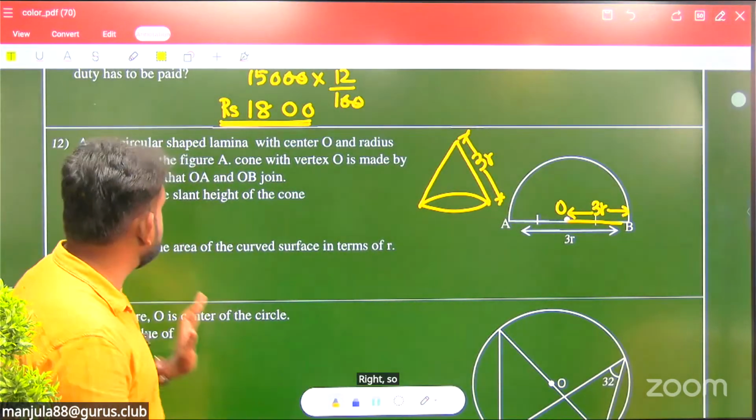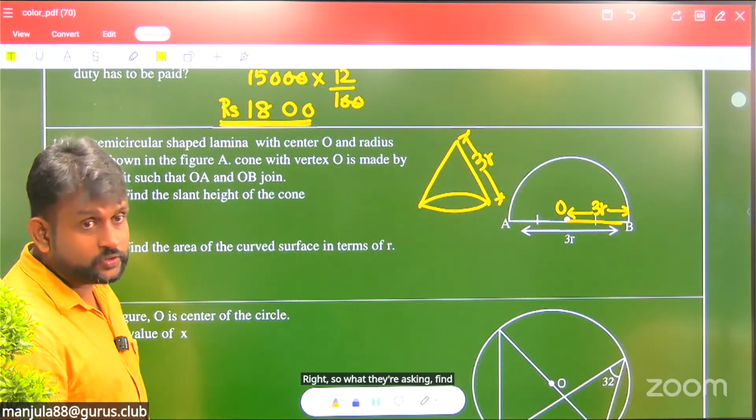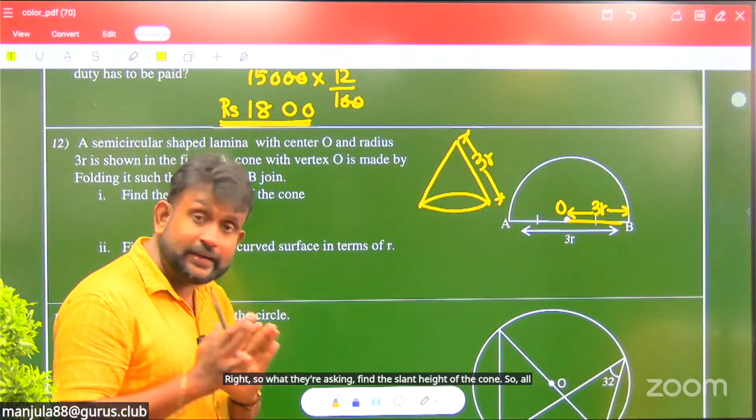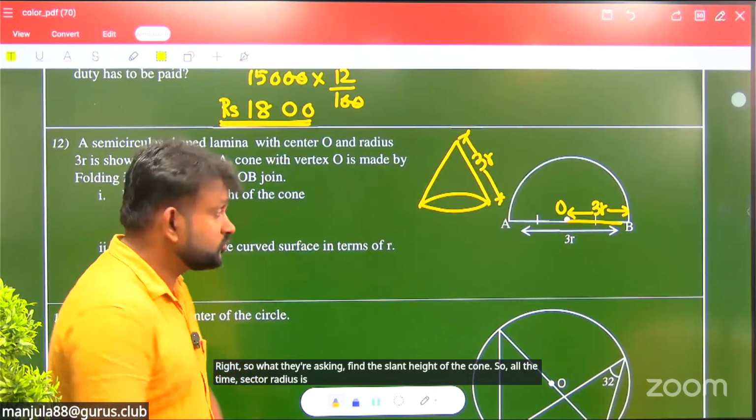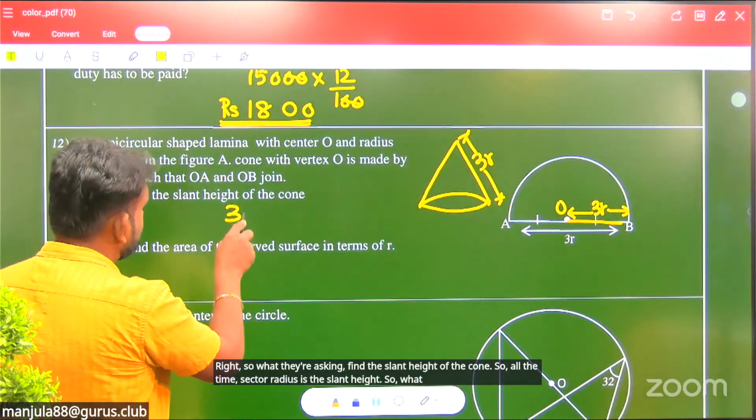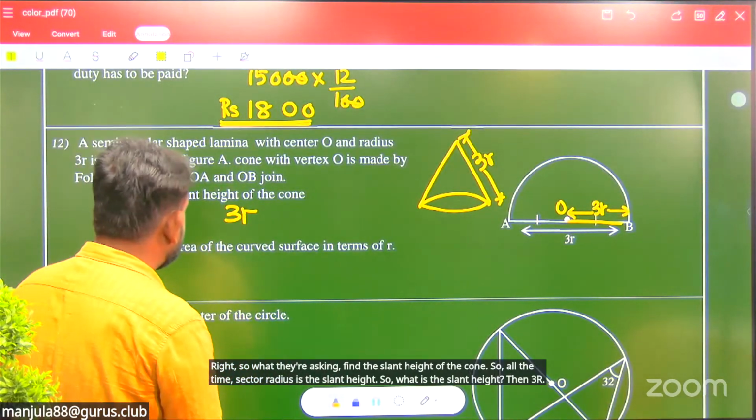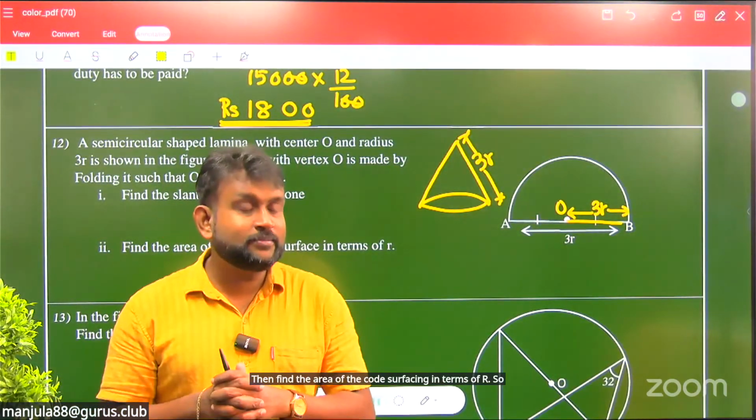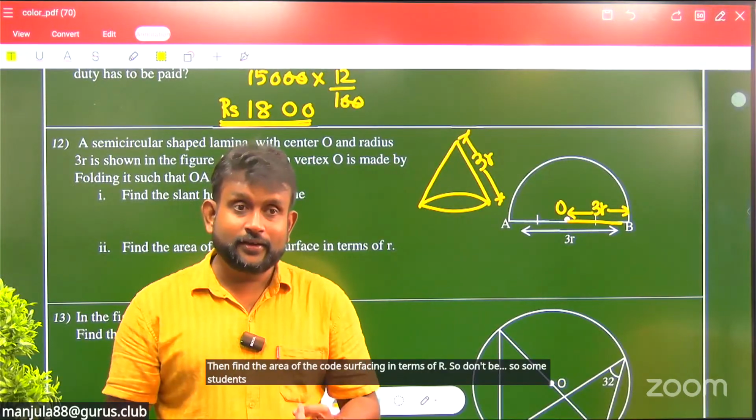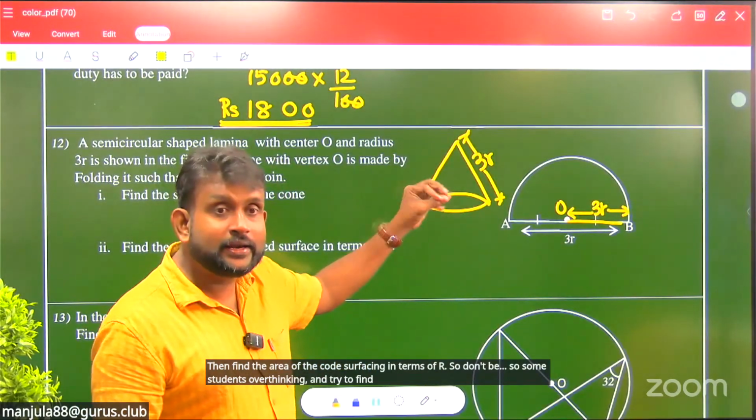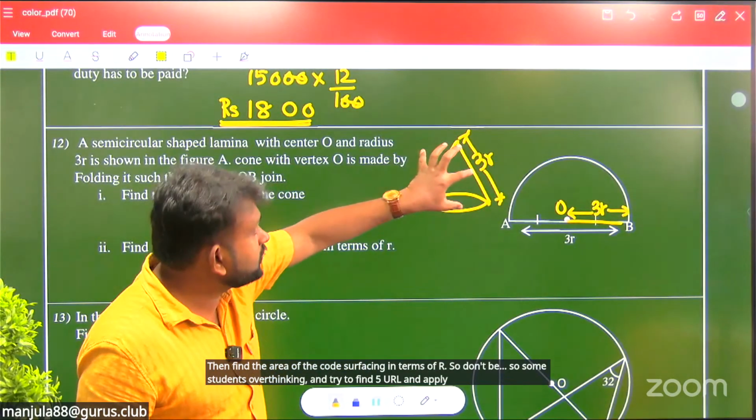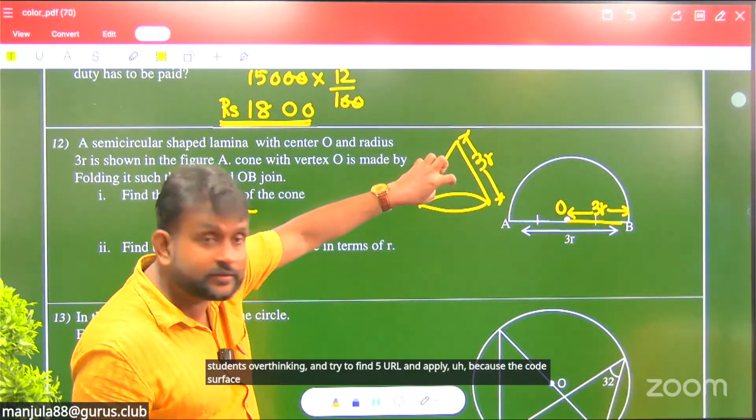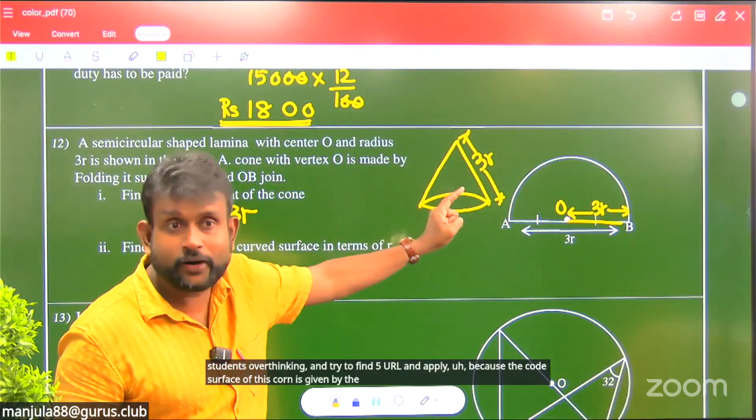So what they are asking is to find the slant height of the cone. All the time the sector radius is the slant height, so the slant height is 3R. Then find the area of the curved surface in terms of R. Some students overthink and try to find πrl and apply it, because the curved surface of the cone is given by the formula πrl.